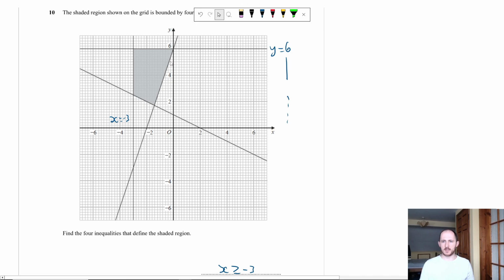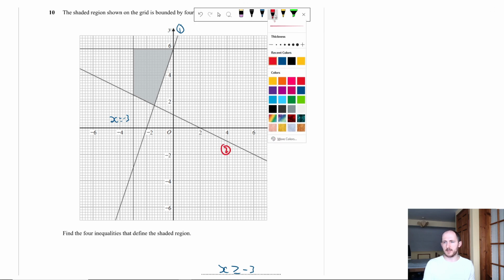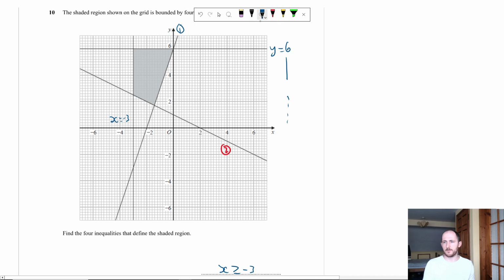We now need to work out these 2 other lines here, which is a bit annoying, but it is what it is. If we can read off some of the information. So for this one, I'm going to call this one equation 1. I'm going to call this one equation 2. And that will just let me pick it a bit easier. So equation 1, we have y equals mx plus c. I can read off what c is, right? c is just where it crosses the y-axis, which is 6. So this is just equal to 6. That's nice and easy. Now I need to work out the gradient.